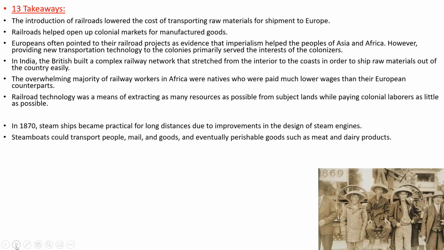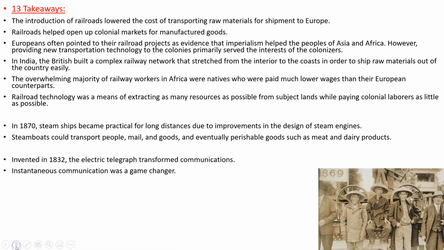In 1870, steamships became practical for long distances due to improvements in the design of steam engines. Steamboats could transport people, mail, goods, and eventually perishable goods such as meat and dairy products. Invented in 1832, the electric telegraph transformed communications. Instantaneous communication was a game changer.